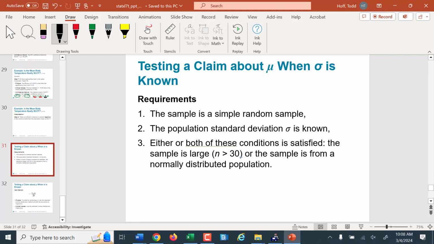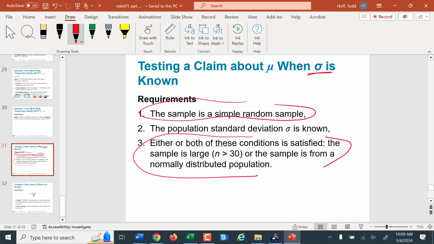So what if we do actually know the population standard deviation? That's this value right here, sigma. Well, as long as we have a simple random sample, and we either have a sample bigger than 30 or the population is normally distributed, so we still need to meet those requirements. But now we can just use the normal distribution for all this. The normal distribution is a lot easier to calculate. We can just use Excel to do the normal calculations like we've seen.